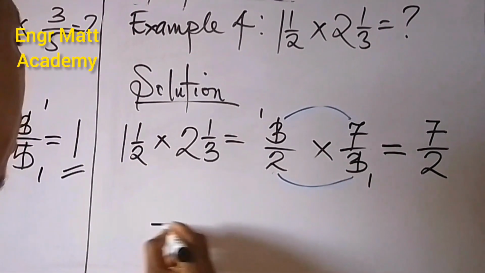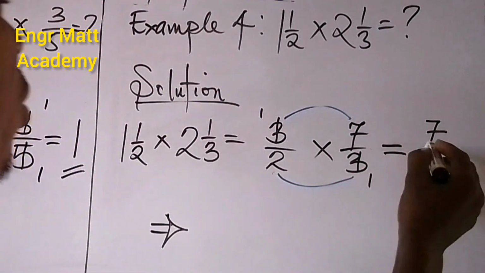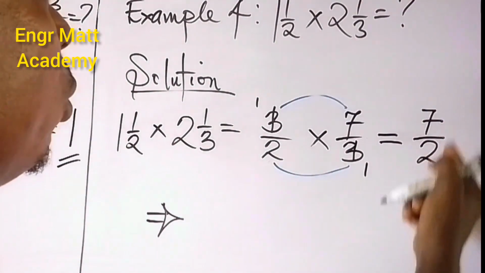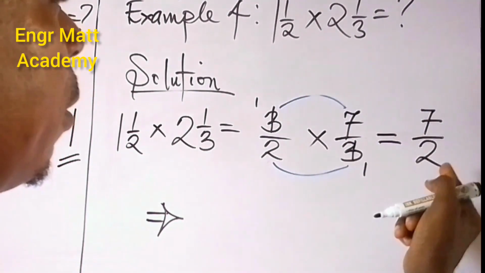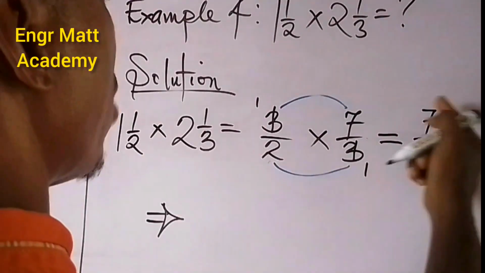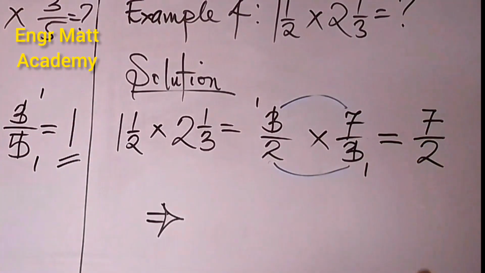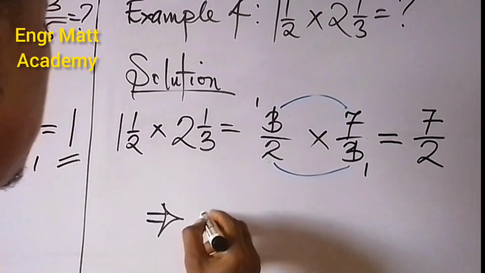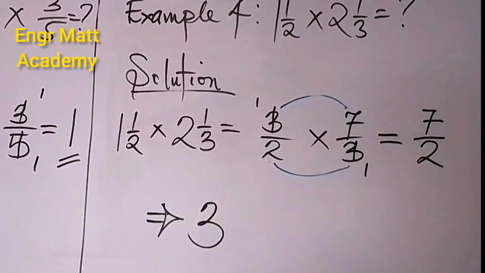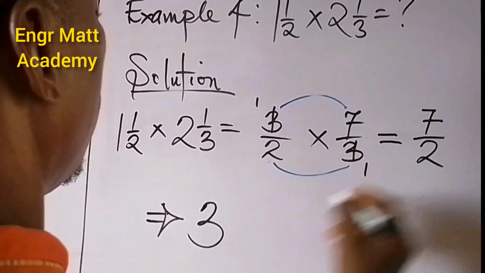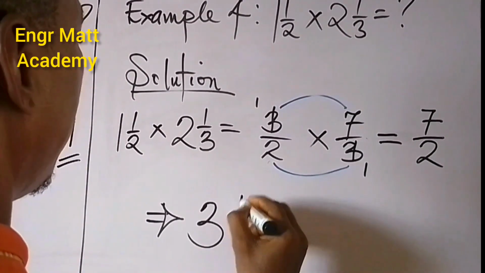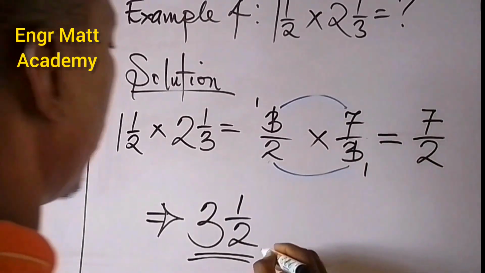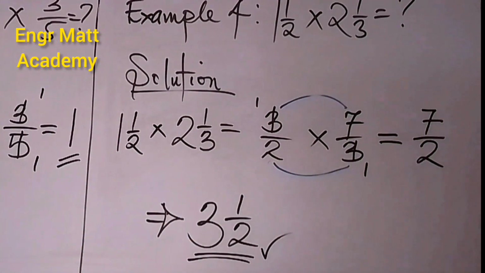So our final solution will be, because this is an improper fraction, this will not be our final answer. So we convert this improper fraction to a mixed number. How many 2's do we have in 7? 3. If we remove those 3, we have 1 left, remainder 1. So our final answer is 3 whole number 1 over 2.